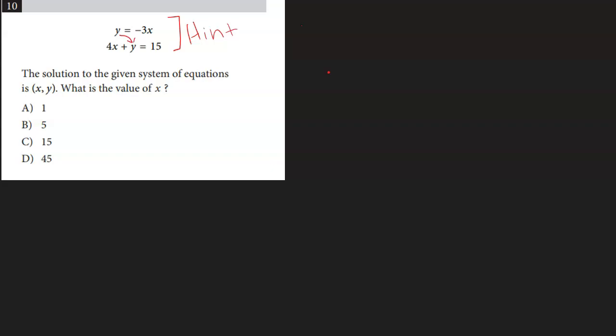And this drawn out would be 4x minus 3x, because this is where the y would have gone, but y equals negative 3x equals 15. And 4x minus 3x, you're left with 1x equals 15. So x equals 15. So for reference, when you see this, the way it's set up is usually a hint. And that would be the quickest way to find that this is C, 15.